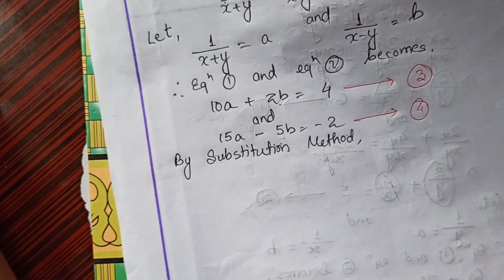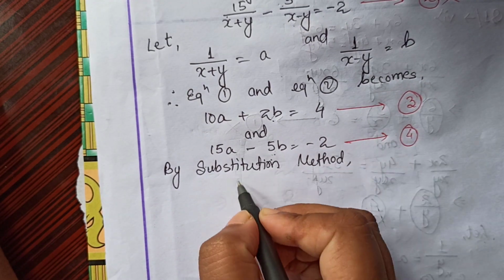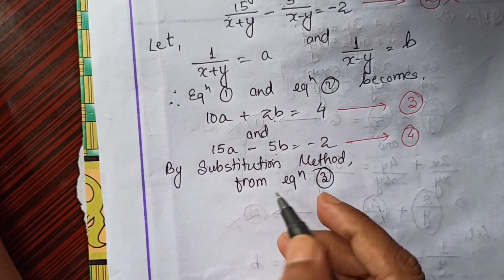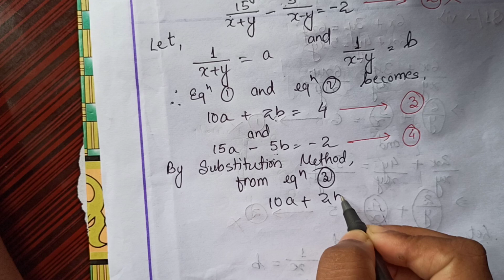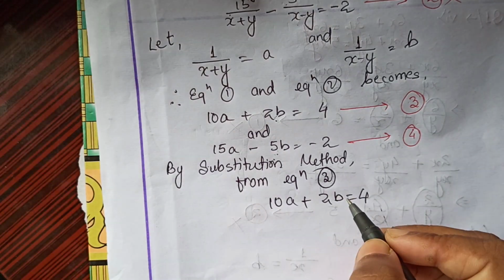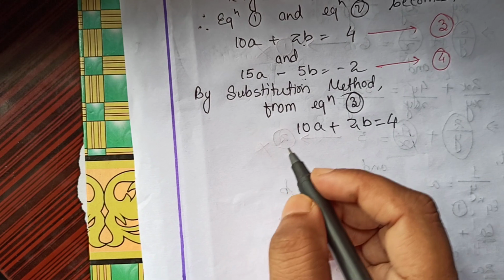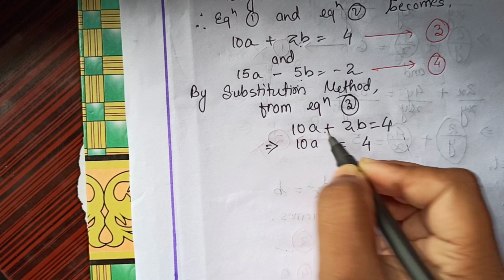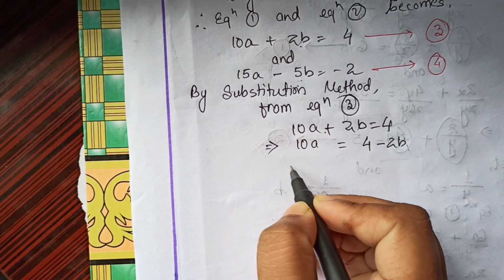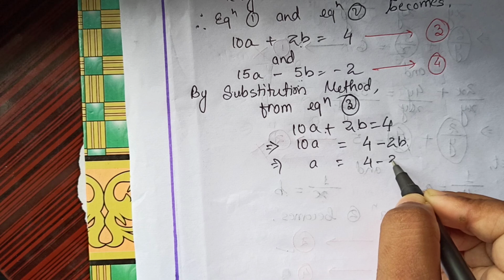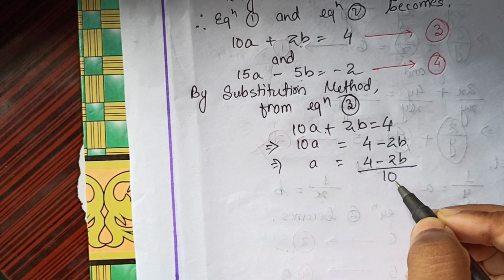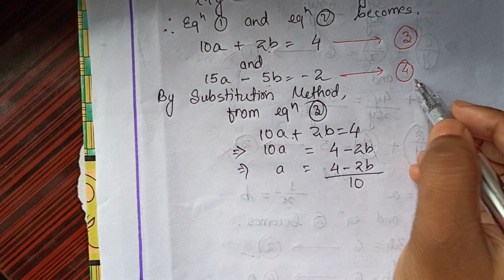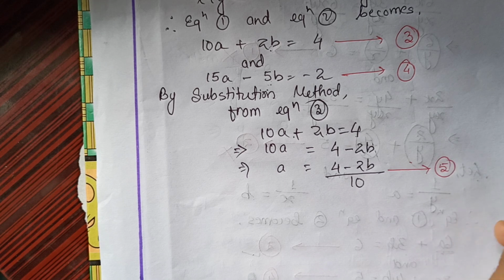In the substitution method, we will start from the first equation, that is equation number 3. We will write here 10a plus 2b equal 4. Now we have to separate out this variable a. This implies that 10a will be equal to 4. This 2b is plus, so when it comes here it becomes minus 2b. Again a is equal to 4 minus 2b, and 10 is multiplying, so it will divide here. This is our equation number 5.